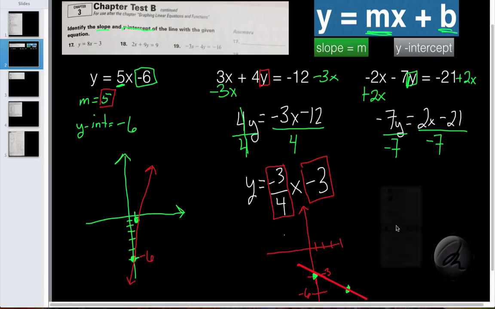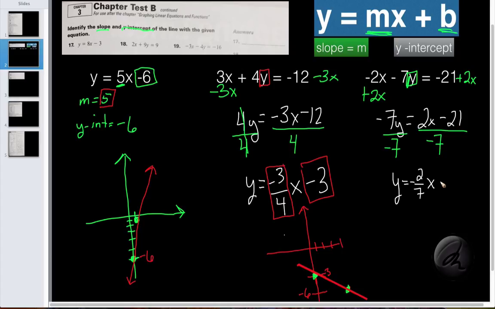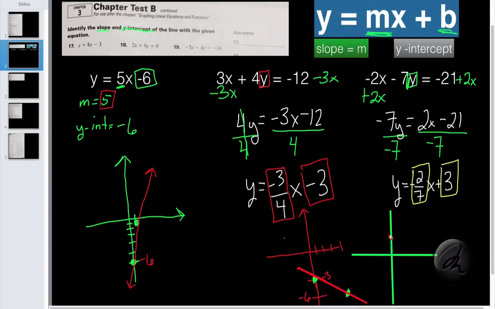Okay, and then that leaves me now with y equals -2 over 7 x, and -21 divided by -7 is +3, and there it is. There's all the things that I need. My slope, -2 over 7, and then my intercept. Okay, so my y-intercept is 3, it's my first point. And then I go down 2 and over 7 is my line. Okay, that's my slope.